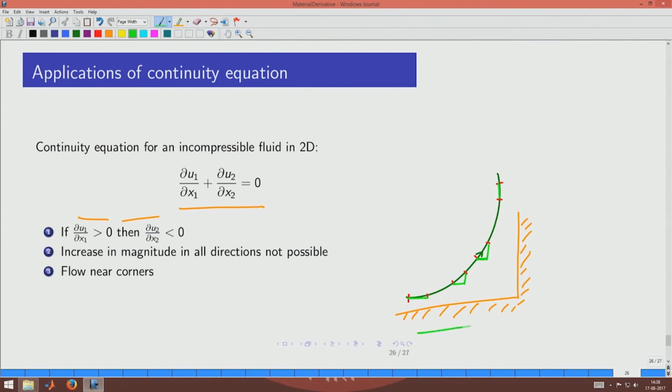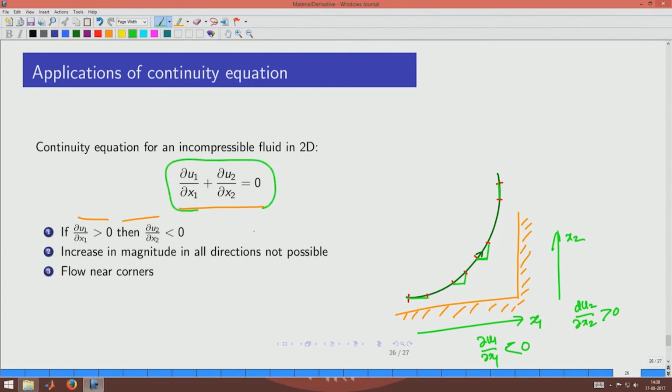So, which means that in this direction, if you were to take this as x1 and in this direction you take it as x2, then the dou u1 by dou x1 is negative, okay, because x1 velocity is decreasing to 0. The reason why it has to decrease to 0 is because it cannot penetrate the wall, okay, and which means that dou u2 by dou x2 is positive, which means that in this corner the y velocity is picking up in magnitude, it is 0 at this location and its full velocity by the time you go away from the corner.